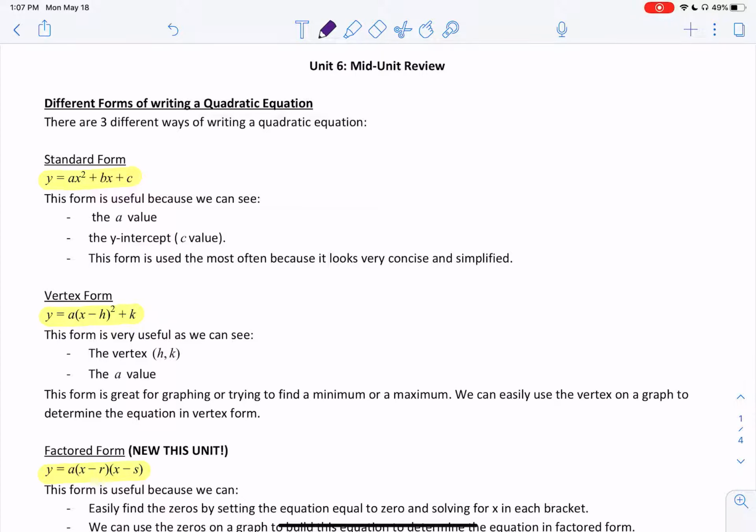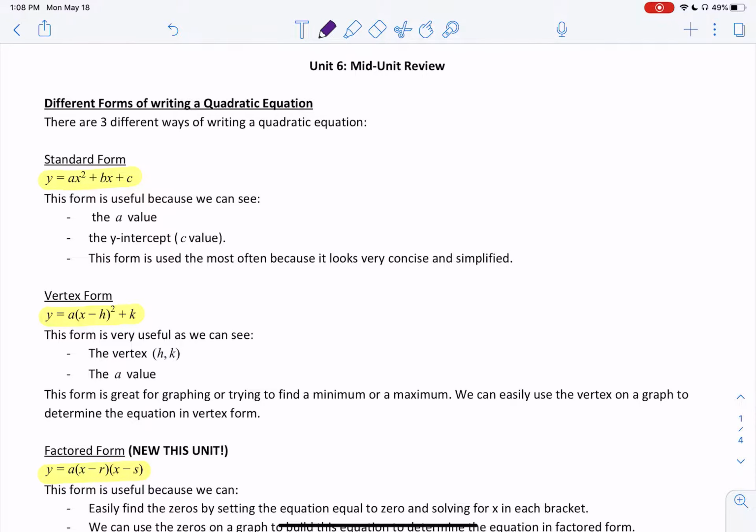For this video, we're going to be looking at some of the more challenging things that we've been working on throughout this unit, and we're just going to be reviewing some of these main topics. So the first thing is one of the things we've been focusing on, and that is the different forms of writing a quadratic equation. So there are three ways we can write a quadratic equation.